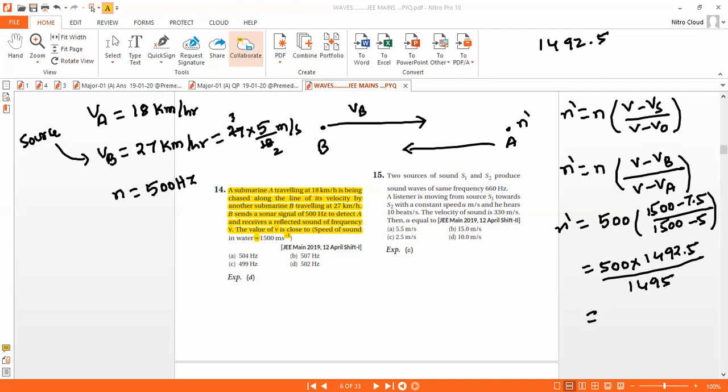That is, we get 500 multiplied by 1492.5, which is 746250, divided by 1495. That is 499.1638 Hz.